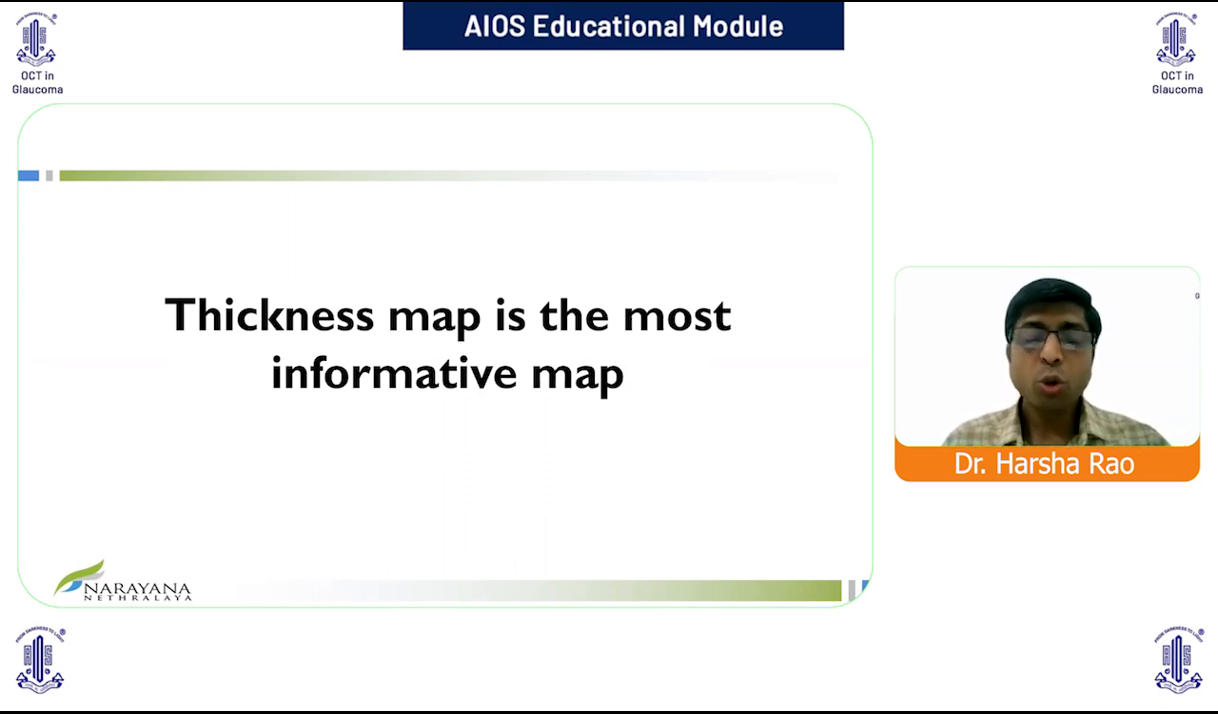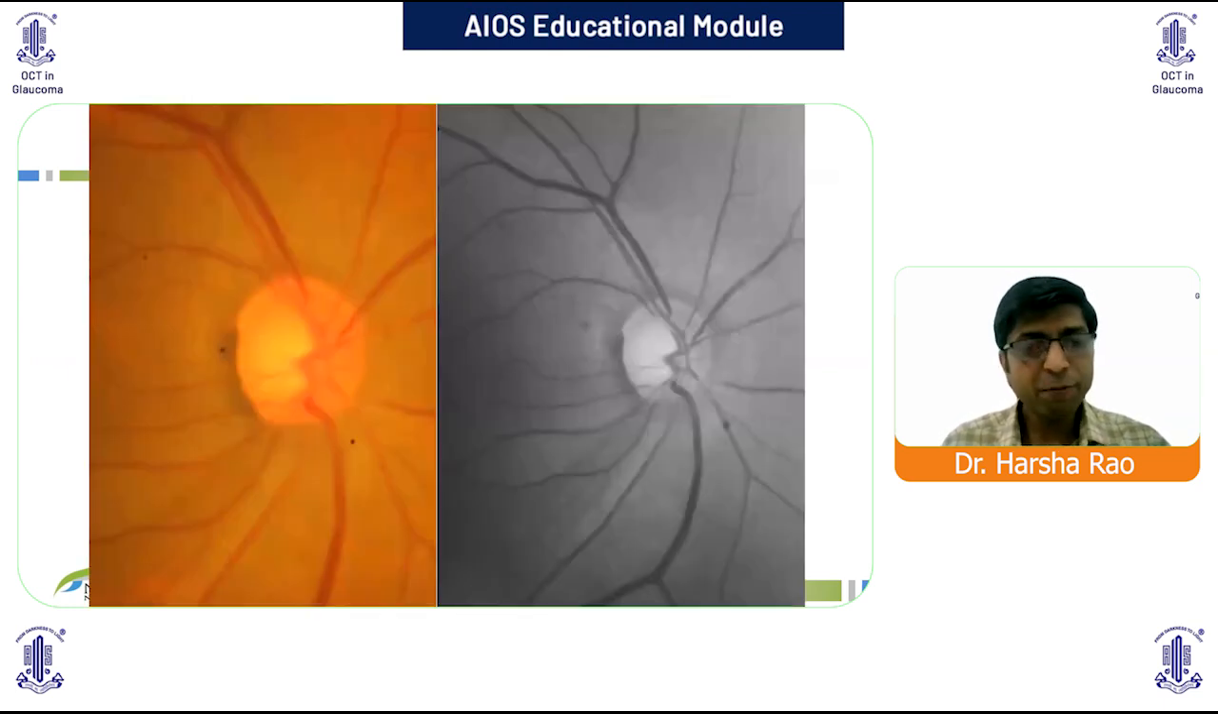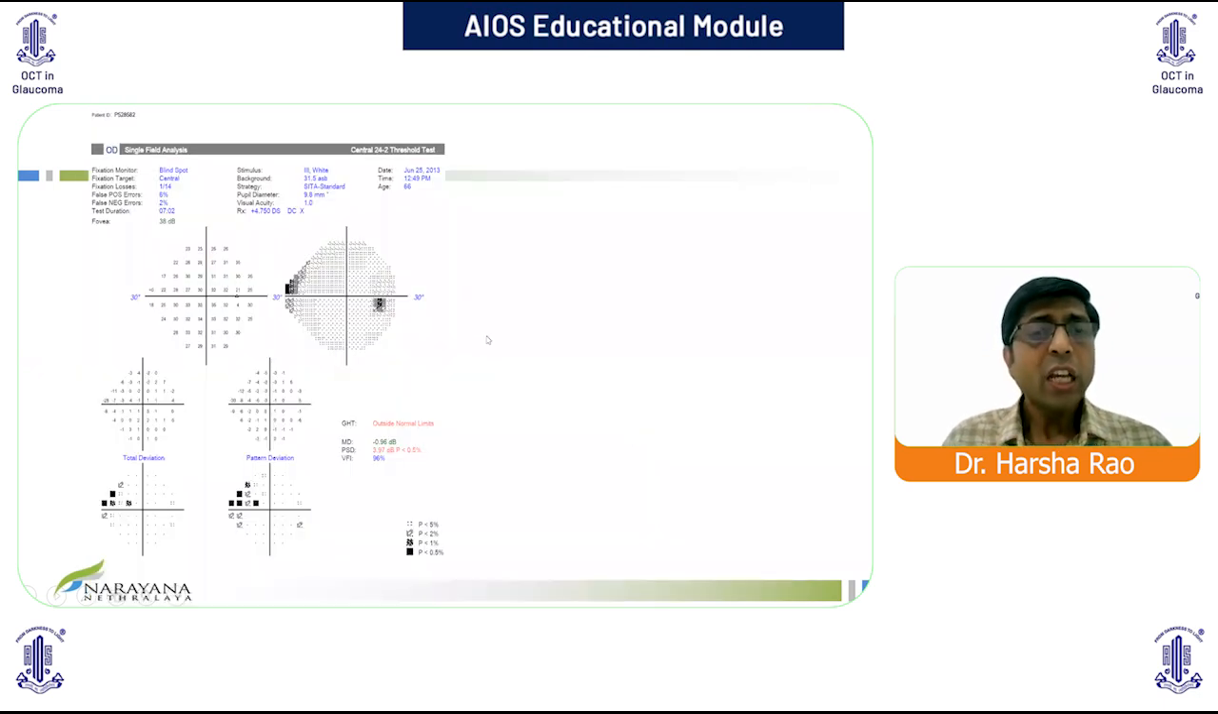One important point to note here is that if there is one most informative region of the OCT reports, it's the thickness map. I'll show you a couple of examples highlighting this aspect. Here is an example of a glaucomatous eye with the inferior RNFL defect seen more clearly on the red-free photograph. The visual field shows a nasal defect in the superior region corresponding to that region of RNFL defect.